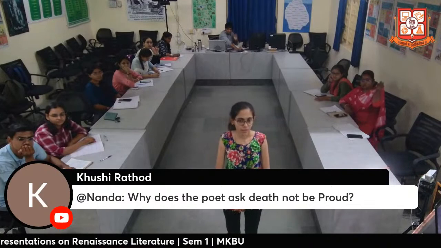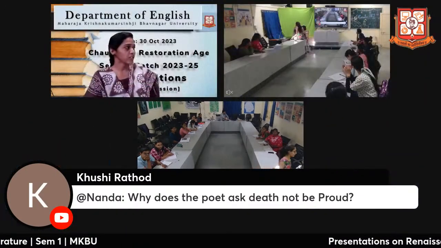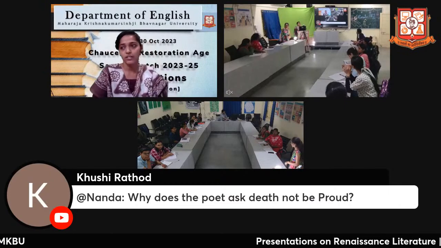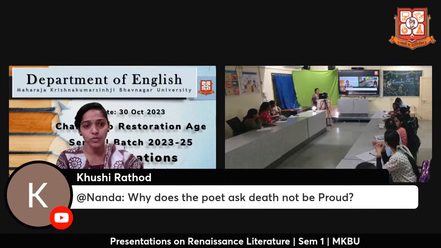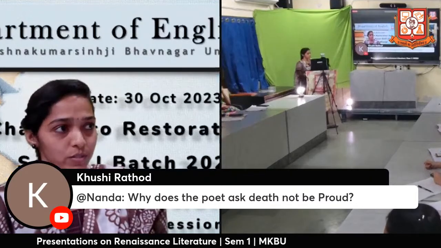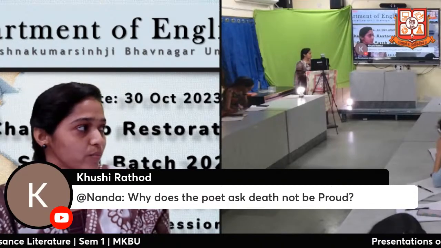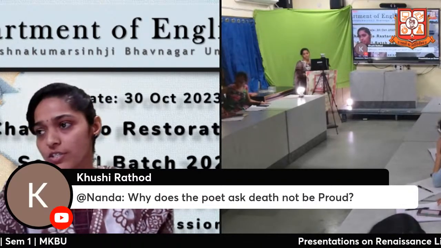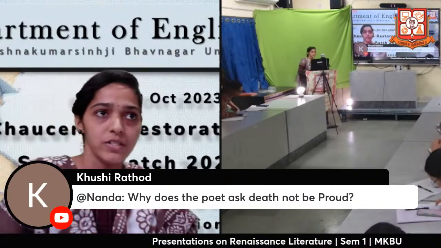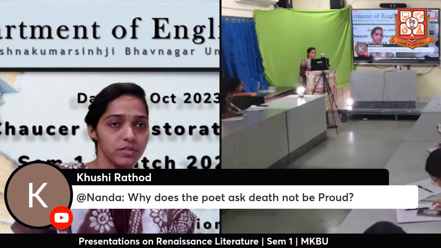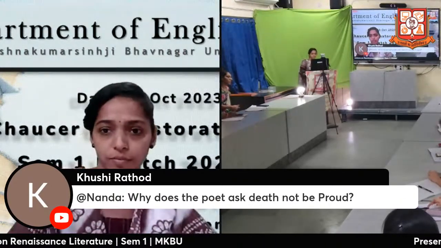Why does the poet ask death not to be proud? The poet tells us that death is weak and powerless. Death is just a slave, temporary. It is truly not the end of life.